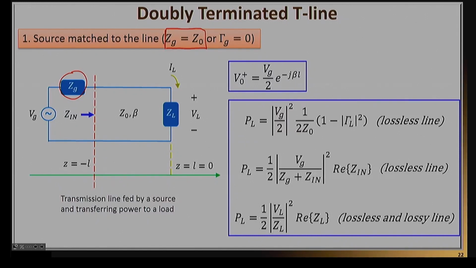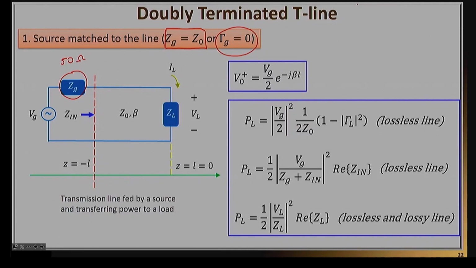That is very common when you buy a power supply. When you buy, for example, an RF power supply, the manufacturer has made sure that the internal impedance ZG is actually equal to Z naught. That means that when you buy a power supply, you'll find that more often than not, your ZG is equal to 50 ohms. So when that happens, your gamma G that we just discussed is going to be equal to 0. That means that your source is matched to the line.